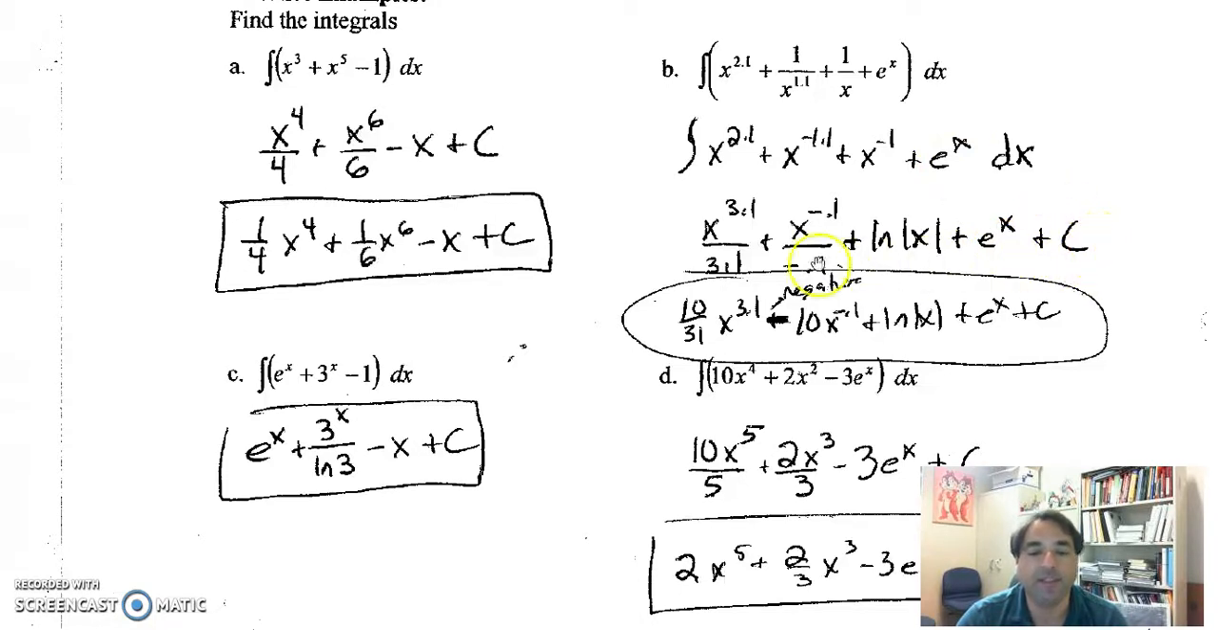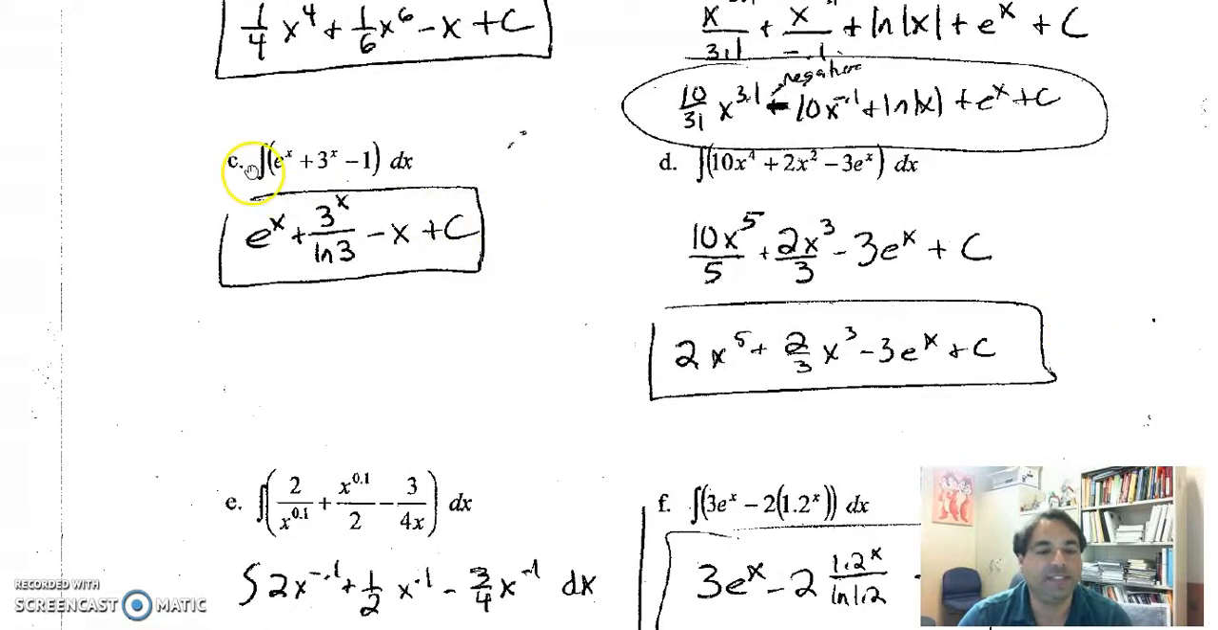Now to simplify a bit, if I had x to the 3.1 over 3.1, there's a 1 in the front. So 1 divided by 3.1 is 10 over 31, x to the 3.1. Plus, if I had x to the negative 0.1 divided by negative 0.1, there's a 1 in front of the x. So 1 divided by negative 0.1 would be negative 10, x to the negative 0.1, or you can move the x to the negative 0.1 to the denominator. So it'd be minus 10 over x to the 0.1. And then bring everything down, plus natural log absolute value of x plus e to the x plus c.